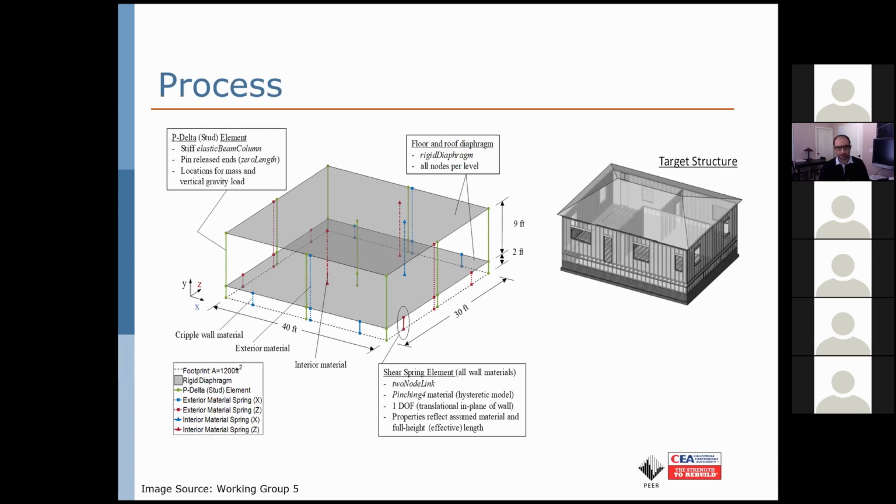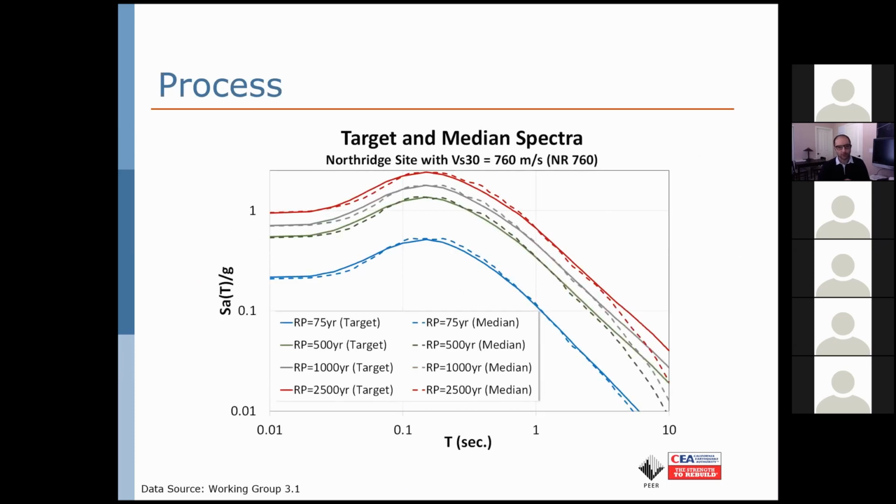I'm going to skip this one, just to show you how the model looked and the ground motions. There are 4 sets of ground motions. I want everyone to remember these color codes: blue, green, gray, red, representing 500,000 year and 2,500 year return period of our ground motions. This is just one spectra out of many that were used. The dashed line used the statistics of what was selected, and the solid line shows the target, showing the beauty of the work of working group 3.1 to give us a good set of ground motions.